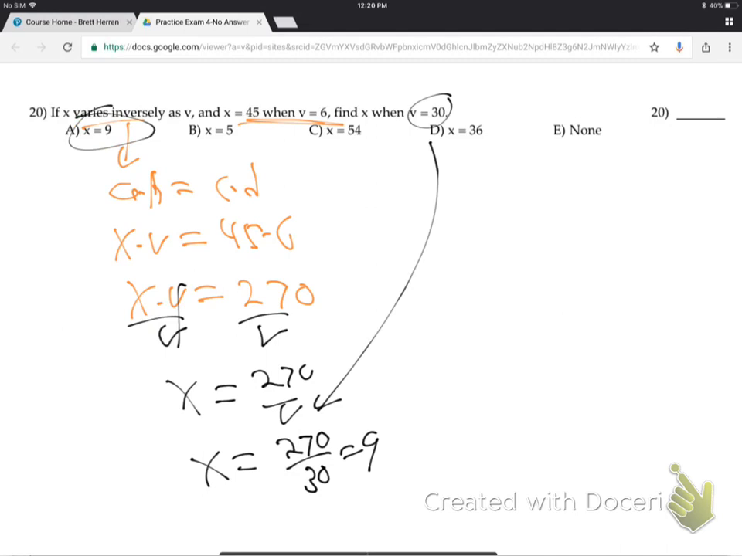So inversely, they're multiplied, right? That's it. Good. Twenty easy questions.